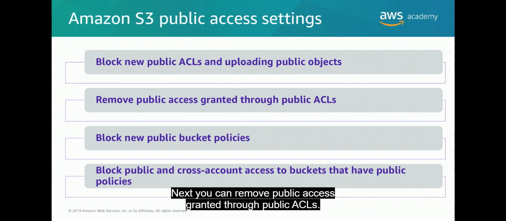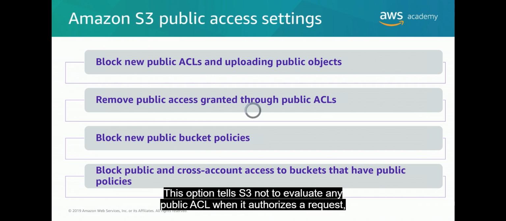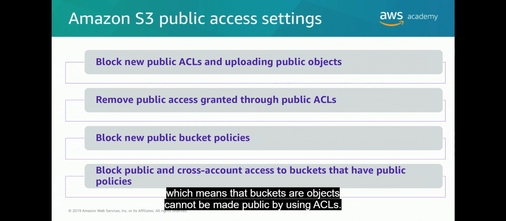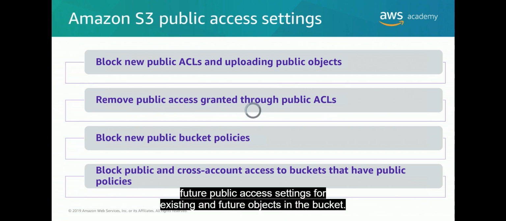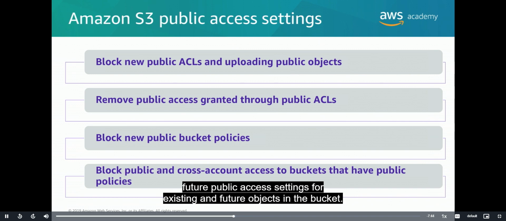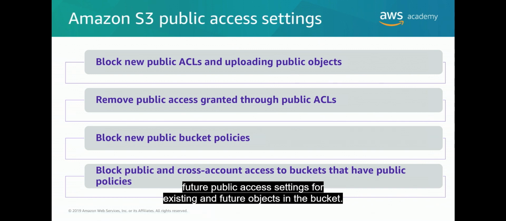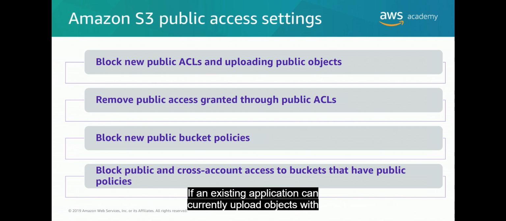Next, you can remove public access granted through public ACLs. This option tells S3 not to evaluate any public ACL when it authorizes a request, which means that buckets or objects cannot be made public by using ACLs. This setting overrides any current or future public access settings for existing and future objects in the bucket. If an existing application can currently upload objects with public ACLs to the bucket, this setting will block the action.